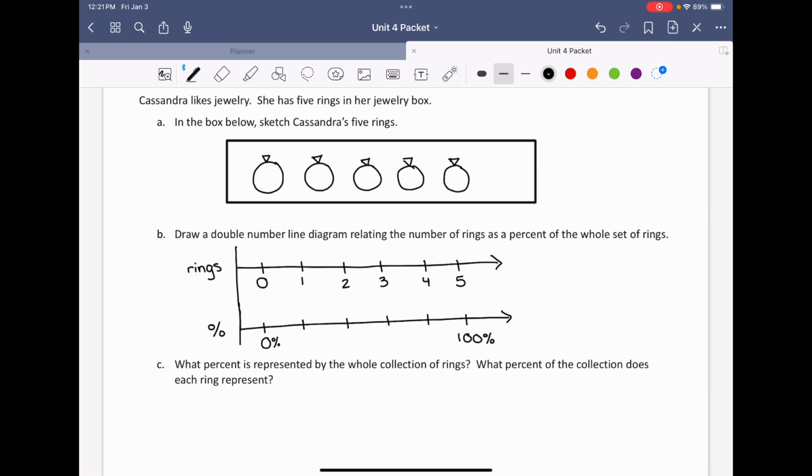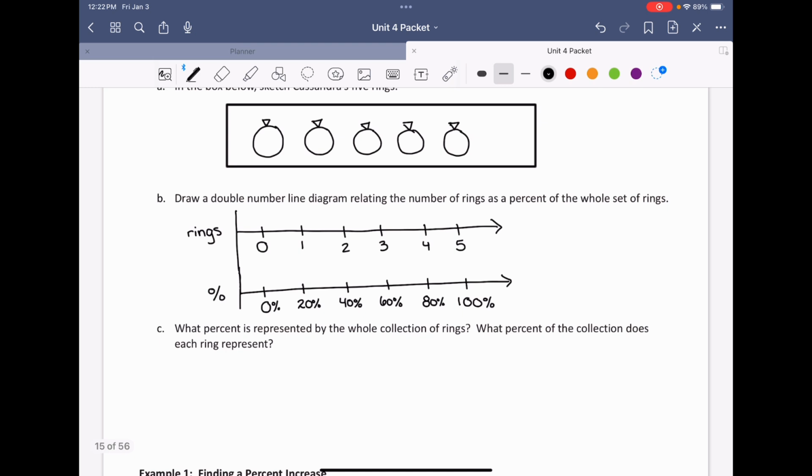So 5 out of 5 would be 100%. And each time we lose a ring, we're going to go down by 20%. So 80%, 60%, 40%, and 20%. So the percent that represents the whole collection of rings would be 100%, because 5 out of 5 rings is 100%.